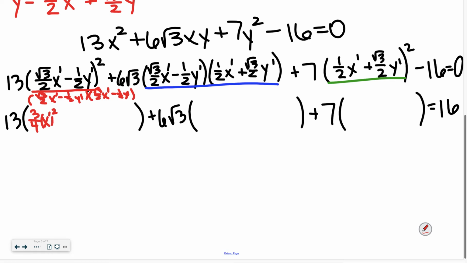Our outside product would be negative radical 3/4 x prime y prime. Our inside product, negative 1/2 times radical 3/2, would be negative radical 3/4 x prime y prime. And then our last product, negative 1/2 y times negative 1/2 y, would be positive 1/4 y prime squared.